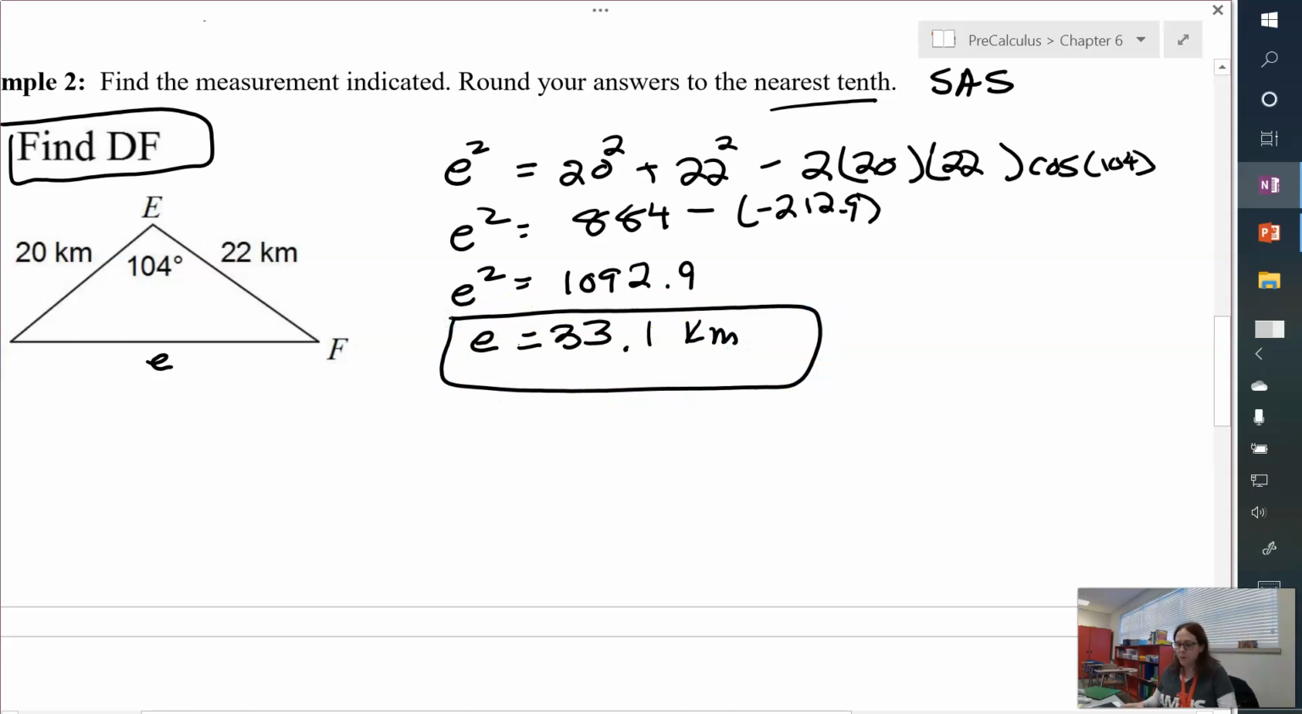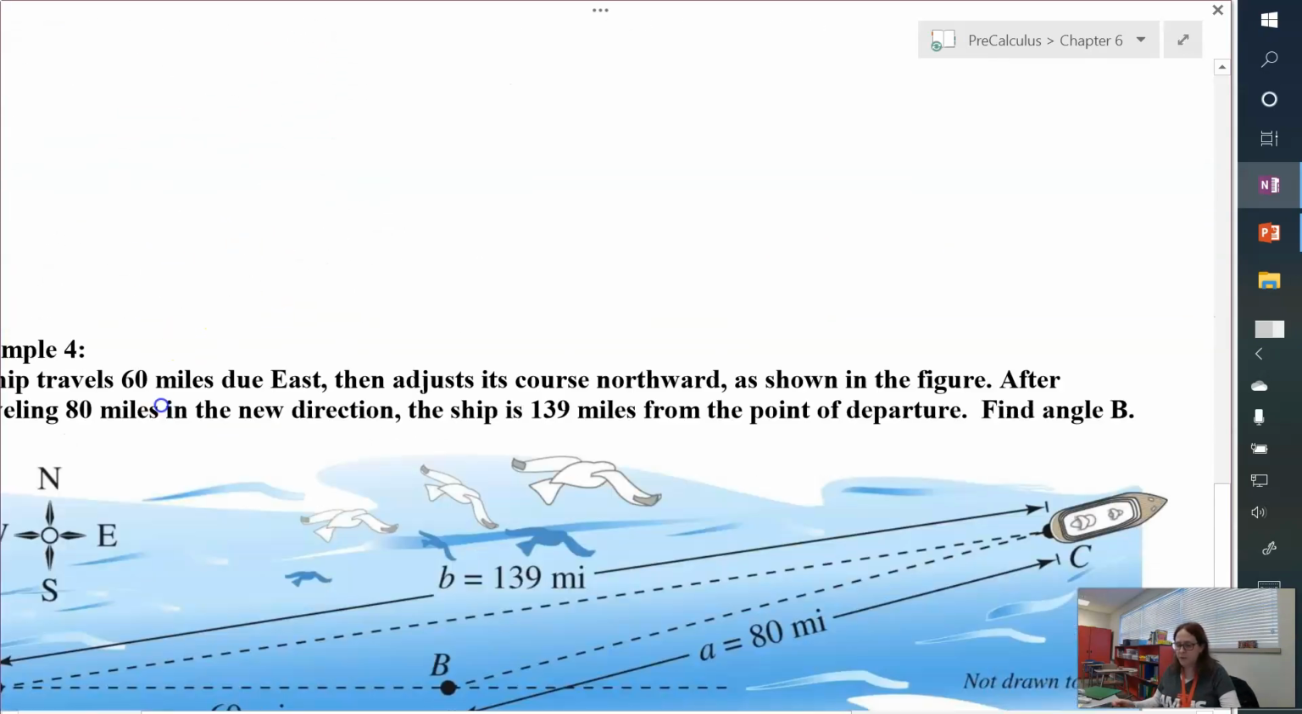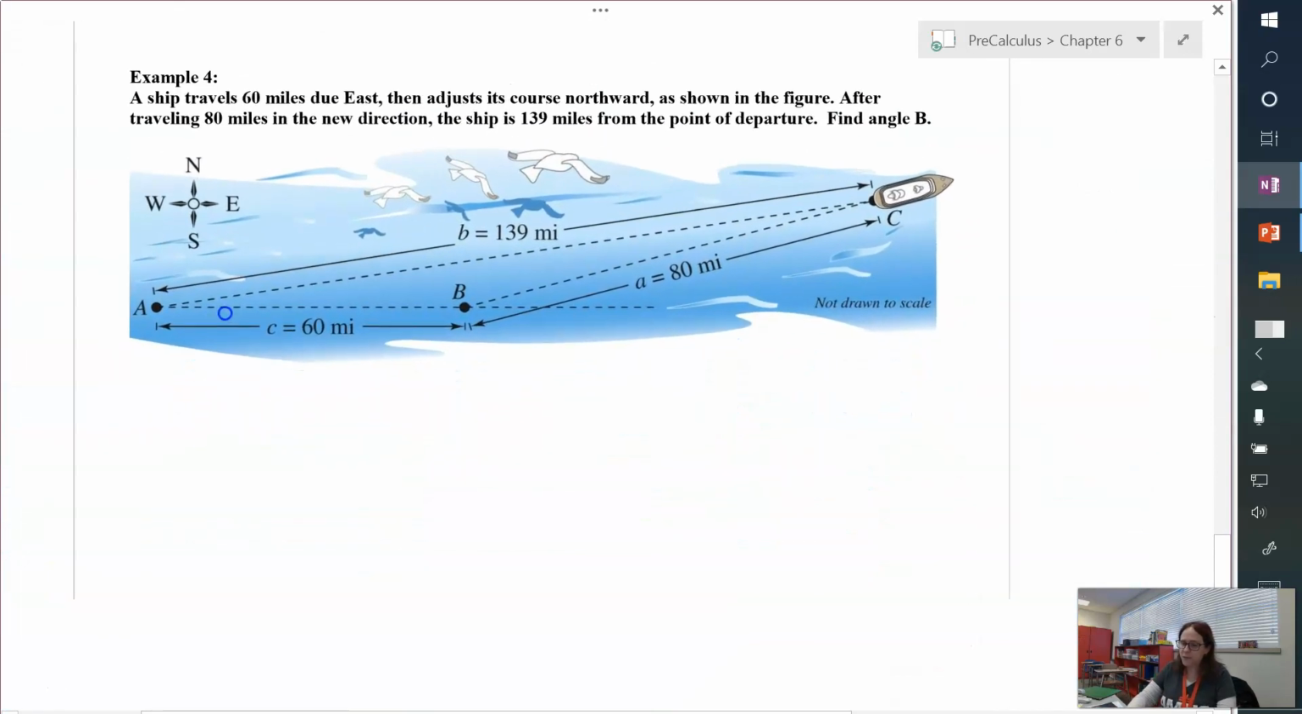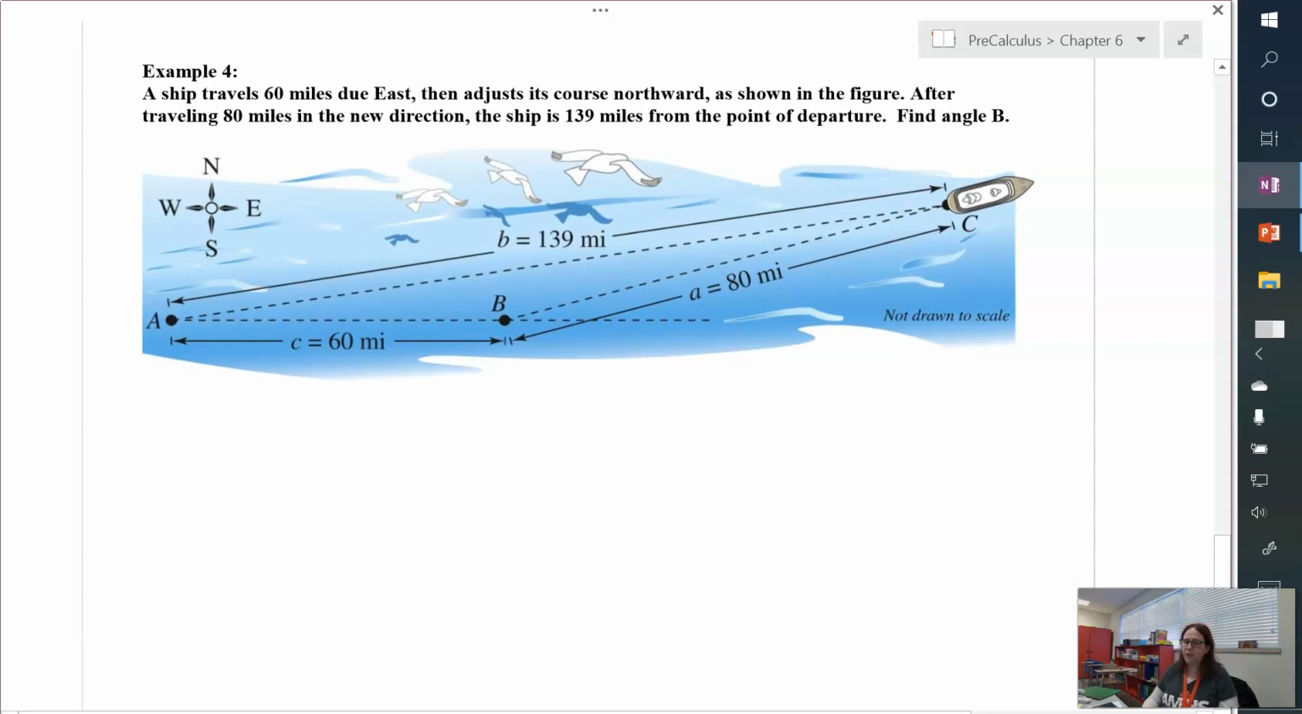We're going to do one more, and this one is a real life situation from the world of navigation. We have a ship traveling 60 miles due east, that's little c. The ship then adjusts course northward, as shown in the picture, and it travels 80 miles in that new direction, that's little a. The ship ends up being 139 miles away from its point of departure, and what they want is this angle B right in here. Perfect for law of cosines.